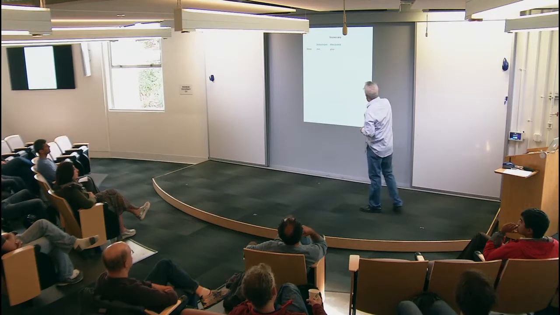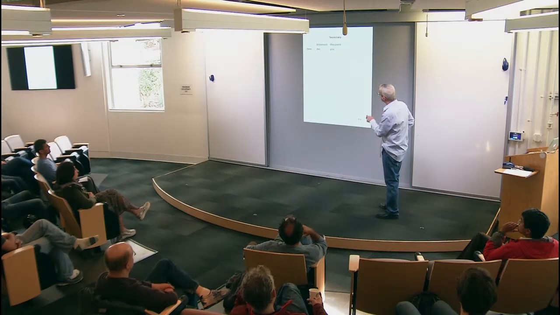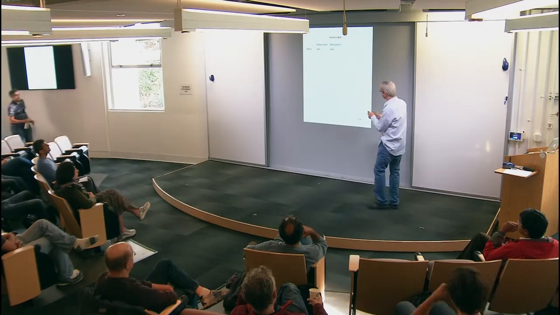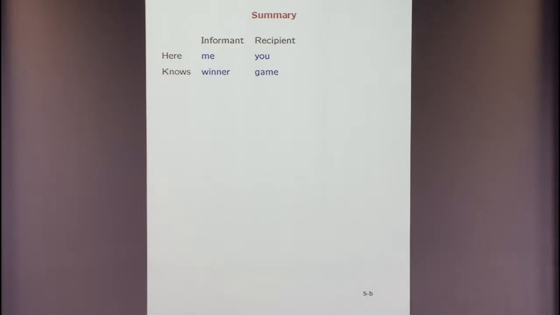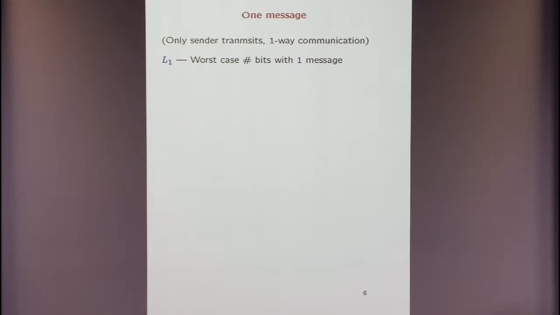All right. So here there's an informant and recipient, like everything in this talk. I'm the informant. I want to tell you something you want to hear. I know the winner. You know the game. I don't need to know anything. You want to know the winner. So the question is how many bits we need to communicate in the worst case. And so first, let's look at one message, because I don't need to know anything. I can just transmit to you.